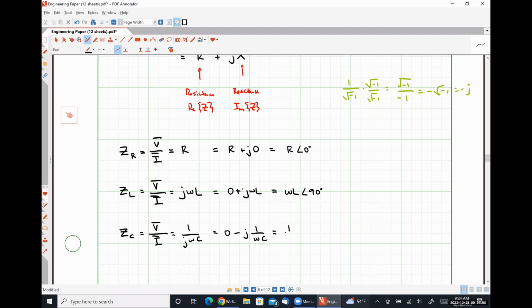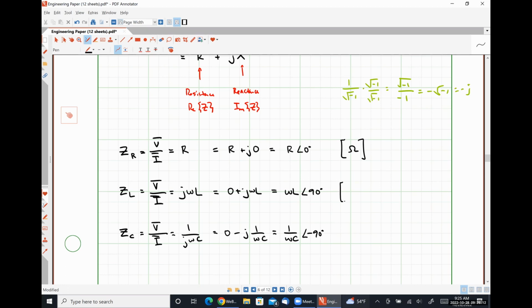We can also call this 1 over omega C with an angle of negative 90 degrees. Okay. All right. So what are the units of the impedance of a resistor? Ohms. Not a trick question.